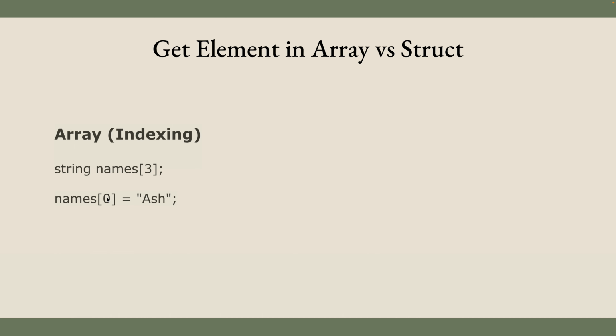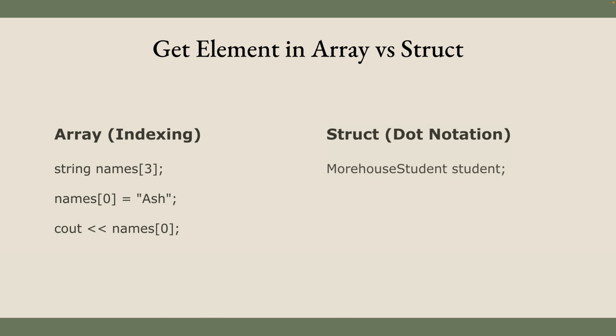This is what we call indexing, when we put this number inside the square brackets. We do it with strings as well. If we want to get a letter in a string, we do the name of the string, square brackets. Same with arrays. And then if we want to print out Ash, we would cout names of 0. For structs, we use dot notation. So as we said before, it would be student.name is equal to Ash, cout student.name.